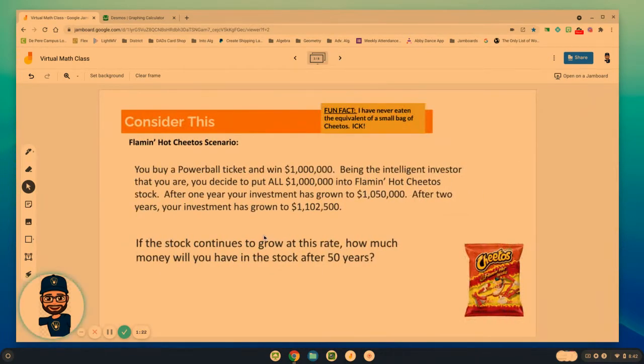All right. And here's what I want you to consider as we explore exponential. It's called the Flamin' Hot Cheetos scenario. And believe it or not, I don't even think I've had one Flamin' Hot Cheeto. I just don't like them.